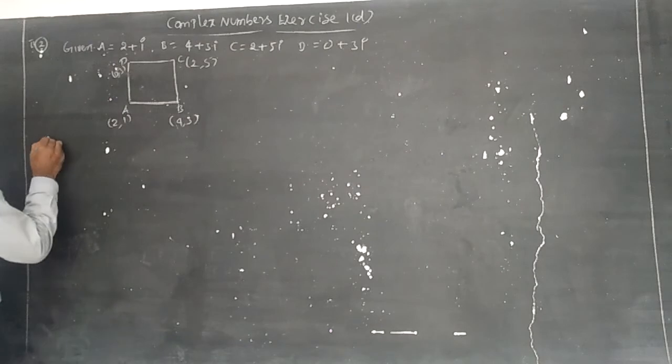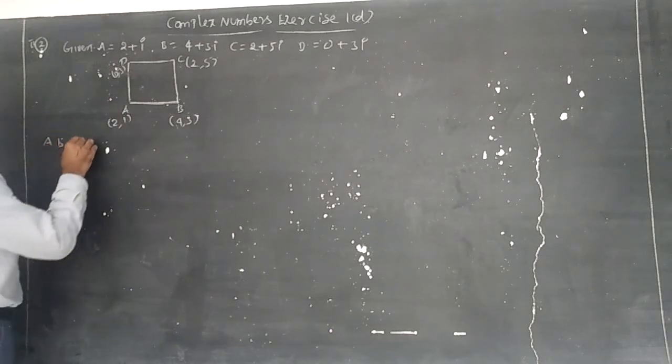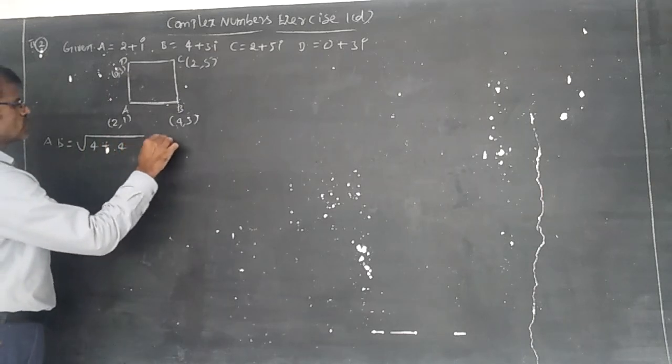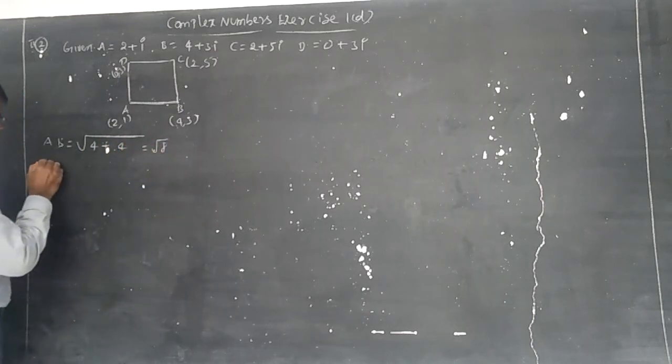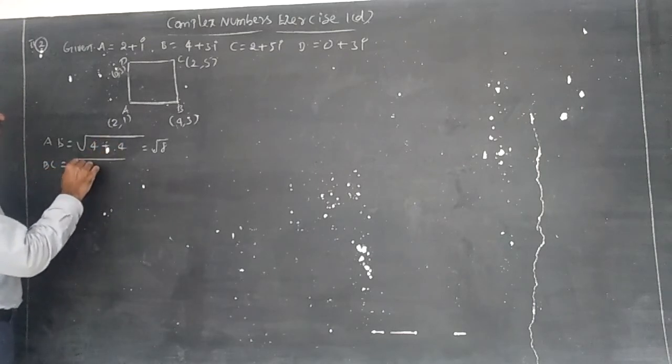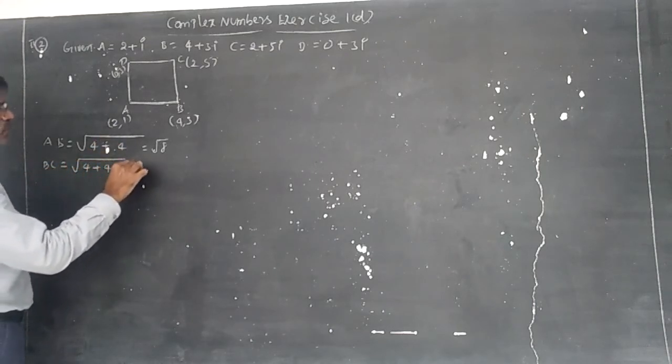Now AB is equal to, calculate the distance, root of (4 minus 2) whole square plus (3 minus 1) whole square, 4 plus 4, so that is equal to root 8. Next BC is equal to root of (4 minus 2) whole square plus (3 minus 5) whole square, 4 plus 4, this is also root 8.